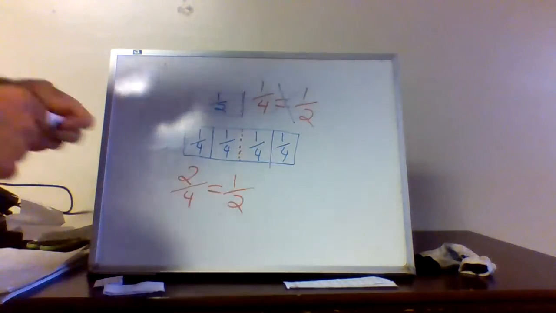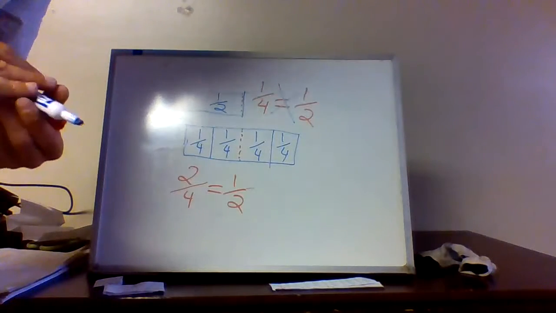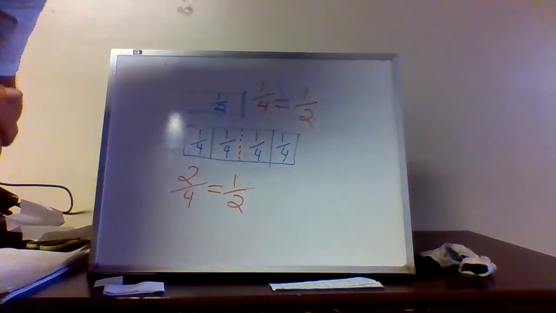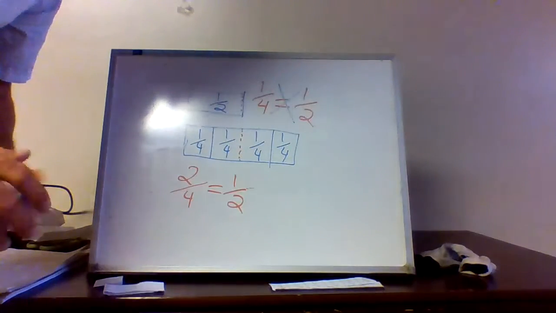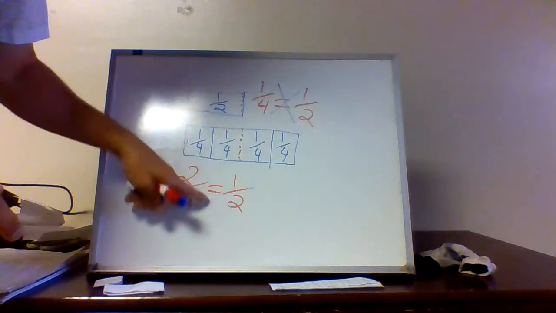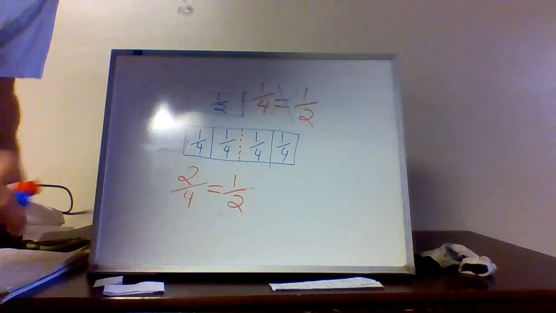So I want you to mess around with the other ones and come up with some of your own and try and find some equivalent fractions on your own. Do this with a parent, a brother or sister, and try and show them how you can come up with equivalent fractions and fractions that are not equivalent, and explain to them why.